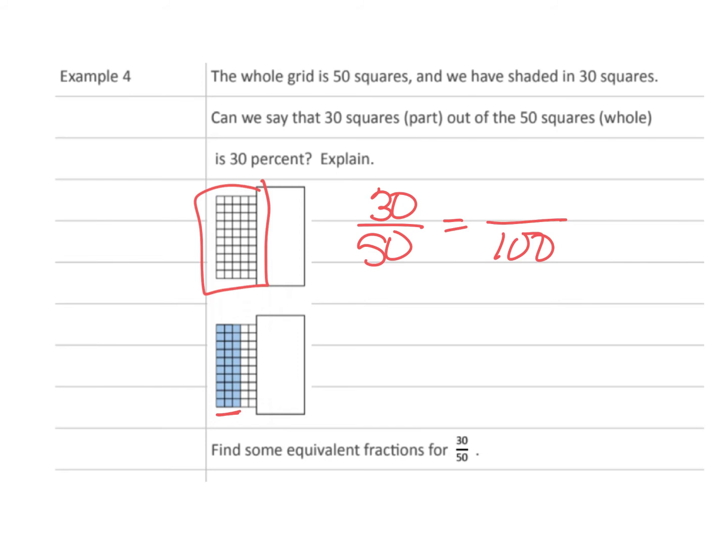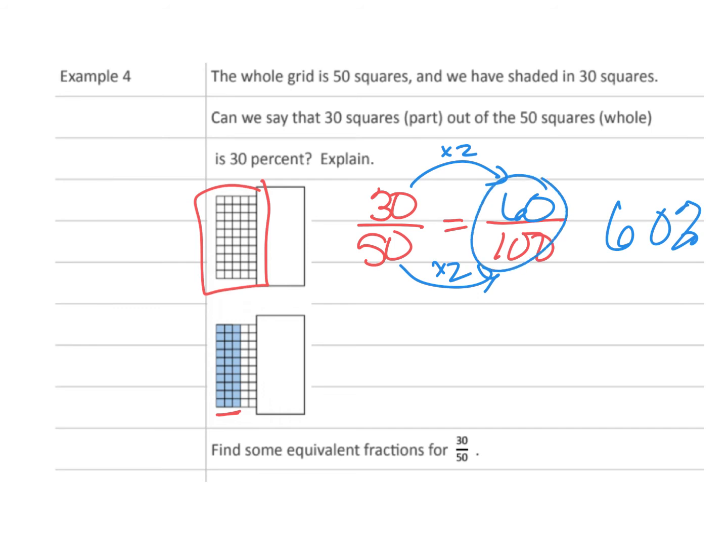Again, if we figure out an easy way, what do you do with 50 to get 100? You multiply by 2. So 30 times 2 would give me 60. Knowing that, we've got 60%. So we have the fraction, we have the percent. All we need is a decimal. Again, 60 hundredths, or if you want to take off the 0, it would be 6 tenths.